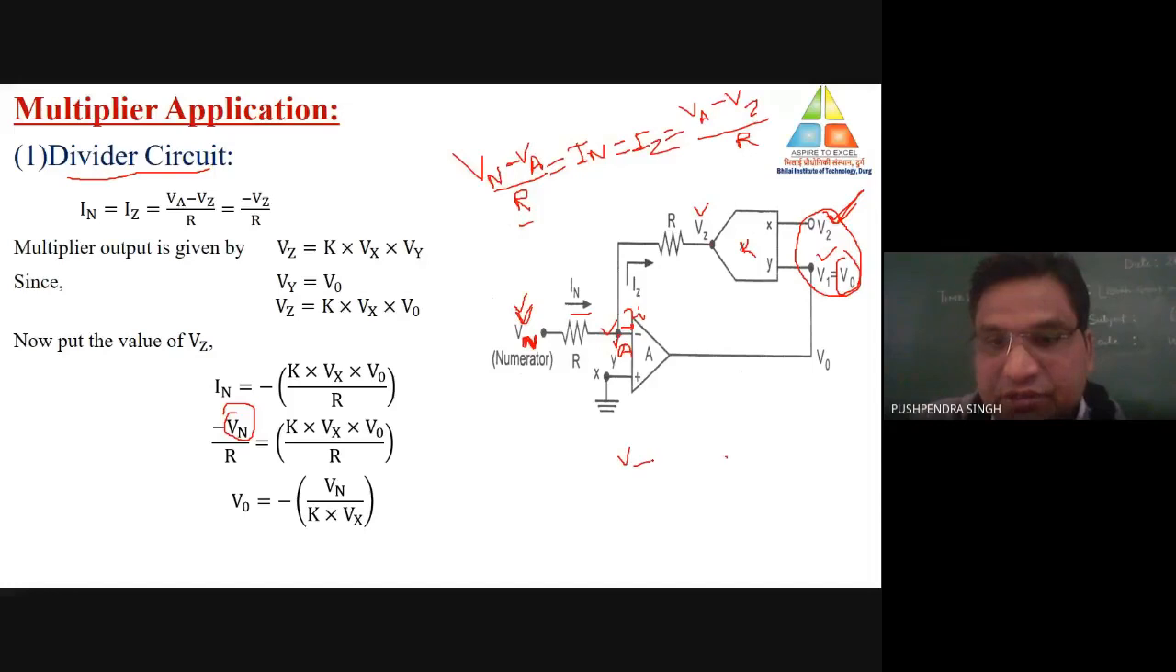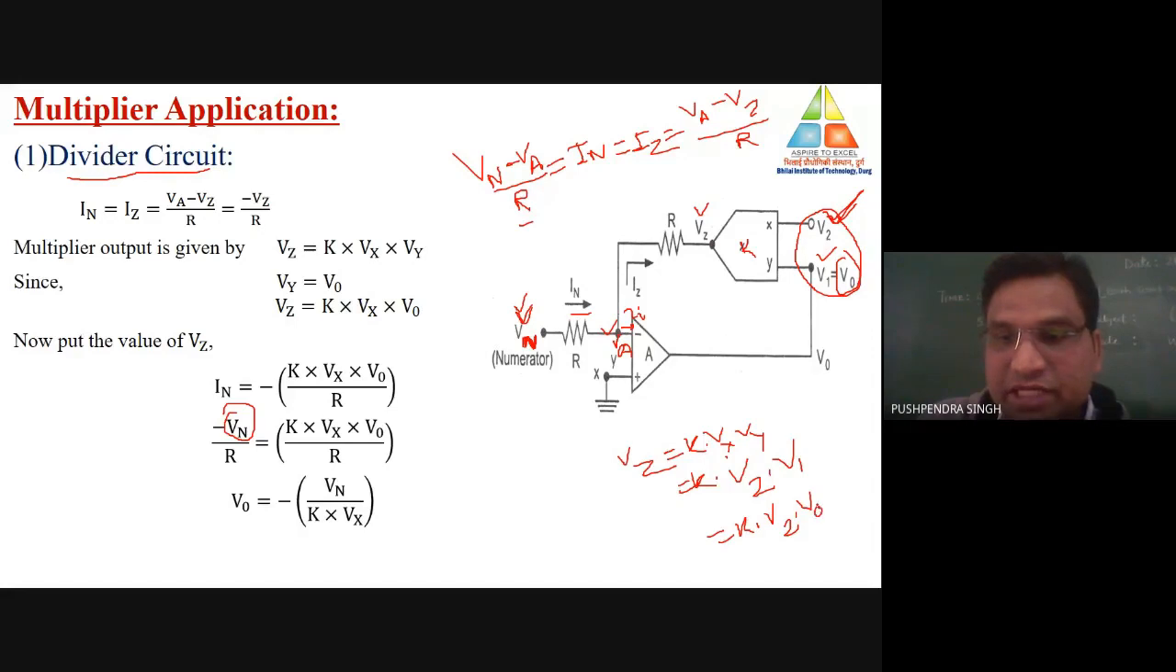What is Vz? Vz is equal to K into Vx into Vy. What is Vx? Vx is connected to V2. And what is Vy? Vy is connected to V1. So it can be written as K into V2 into V0. Why? Because V1 is equal to V0.